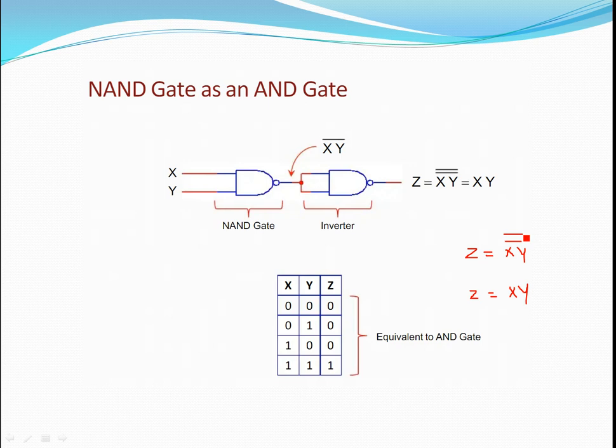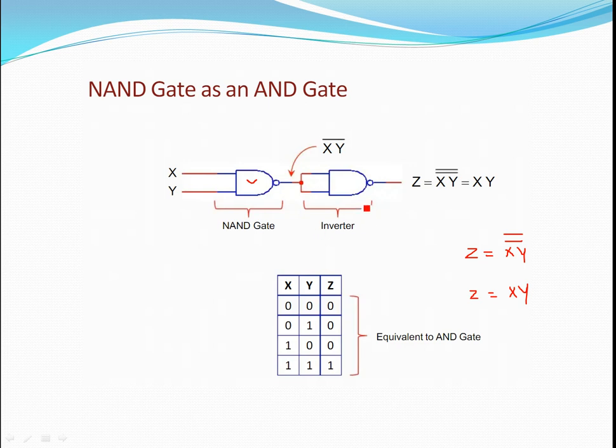So XY whole bar and one more bar, that becomes XY. So here you can see in the logic diagram Z equals XY double bar. So XY bar we can get by using the first NAND gate, because the output of this NAND gate is now XY whole bar, and one more bar is there. One more bar is nothing but a complement. Complement is nothing but a NOT operation, that is an inverter.